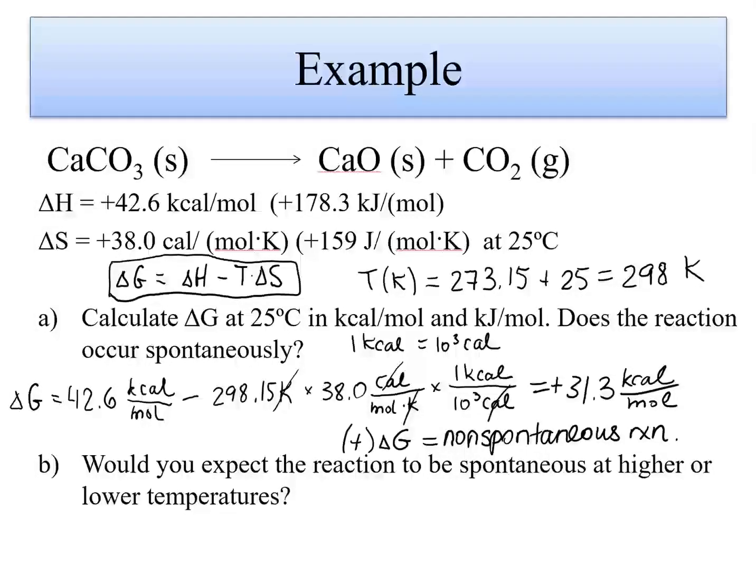Our second question is, would you expect the reaction to be spontaneous at higher or lower temperatures? If you take a look at the formula here, the only way we can actually obtain a negative value of delta G is if we make this term, temperature multiplied by the delta S, a large negative value, a lot larger than the delta H. To be able to do that, we need to substantially increase the temperature. So this process would be spontaneous at higher temperatures.